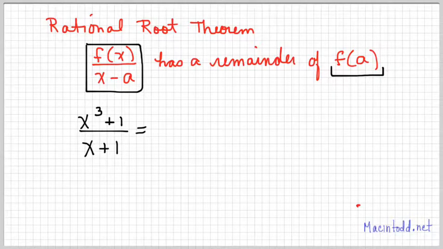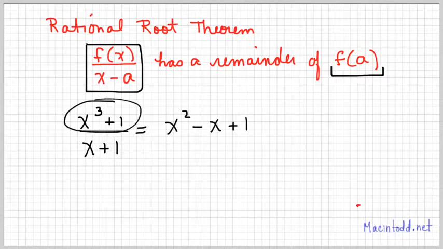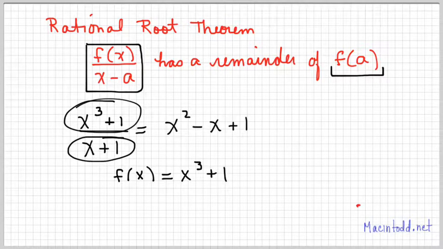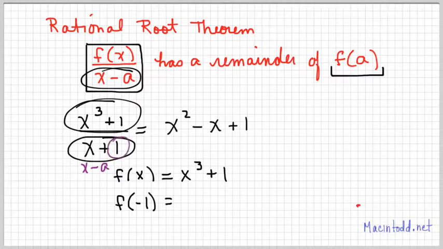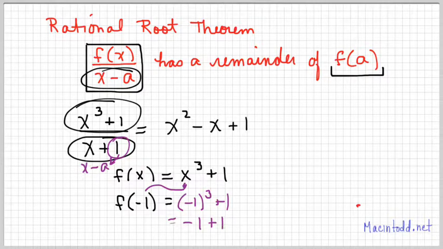When I carried out this division, I got x squared minus x plus 1, remainder of 0. What the remainder theorem says is that if my function, in this case x cubed plus 1, were divided by x plus 1, the remainder would be the same as the value of the f of negative 1. Notice this says x minus a. So if I follow that formula, I can see that a would have to be negative 1 to give me x plus 1. If I plug negative 1 into this, I get negative 1 cubed plus 1, which is negative 1 plus 1, which is 0. Exactly the remainder I got when I did the division.